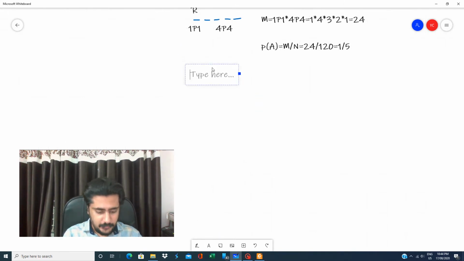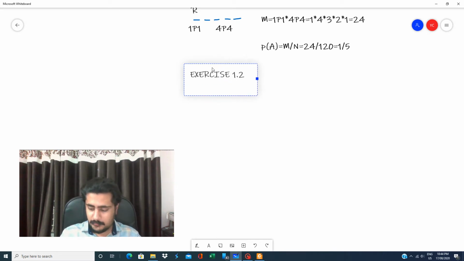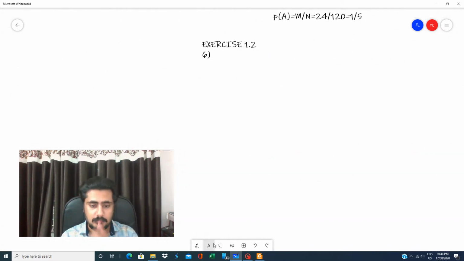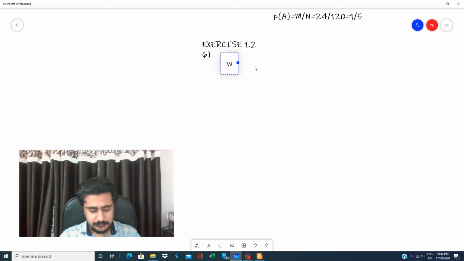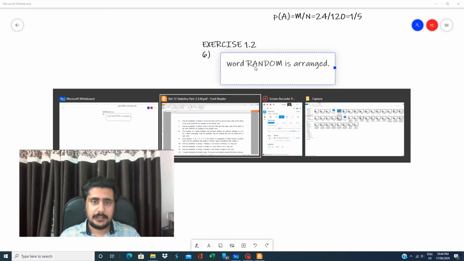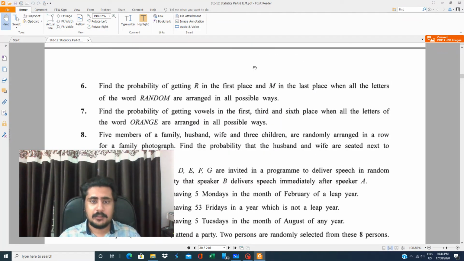So we are doing exercise 1.2 sum number 6. What was the question? The word random is arranged. Okay, what do you need to find? You need to find the probability of getting R in the first place and M in the last place.